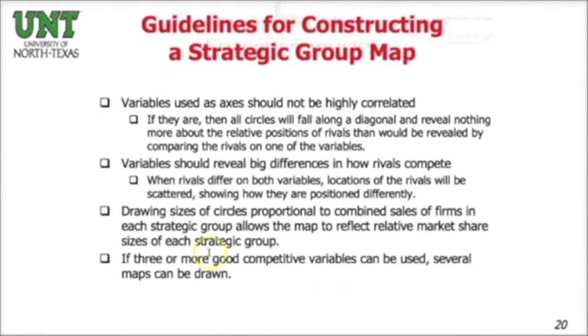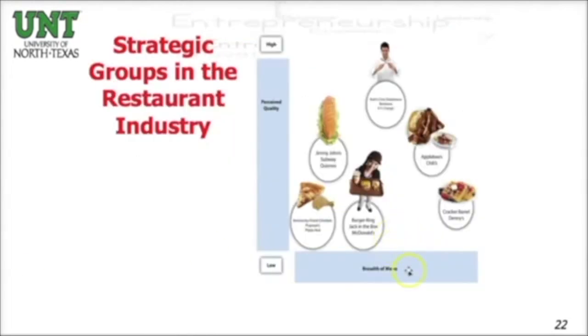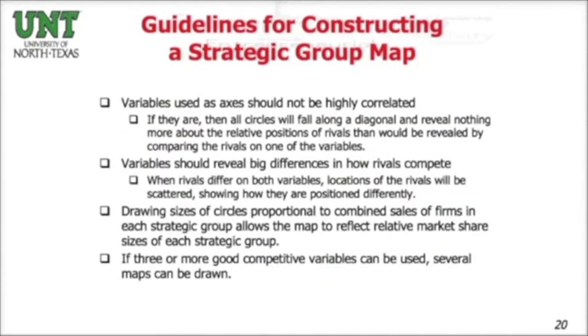If three or more good competitive variables can be used, then several maps can be drawn. So you only have to deal with an X and a Y, but you might be able to put together several different graphs, right? Where you have one showing you quality and breadth of menu. Maybe another one would show you cost, would be something interesting, and the breadth of menu. Maybe one would be showing you number of customers, and maybe perceived quality, something like that. So different options to come up with a graph. And then several different maps could be drawn.